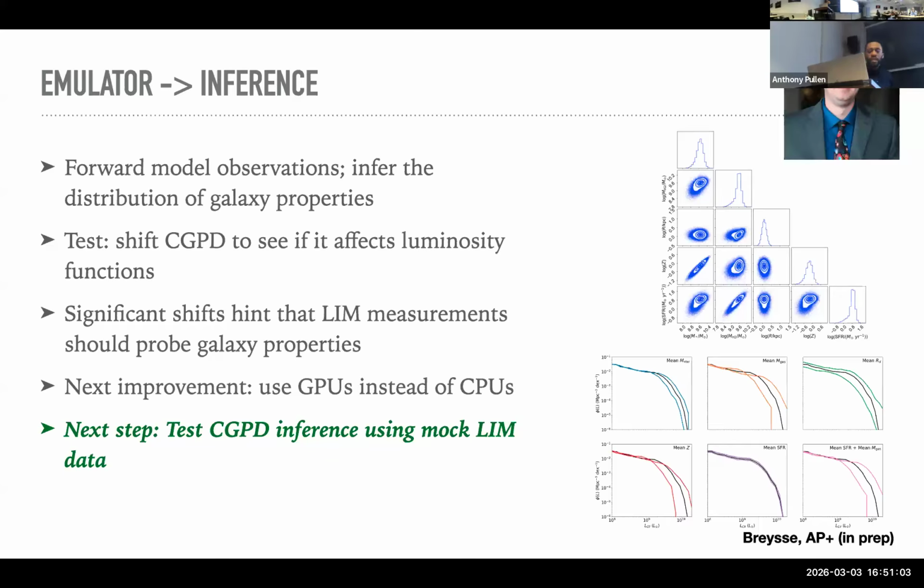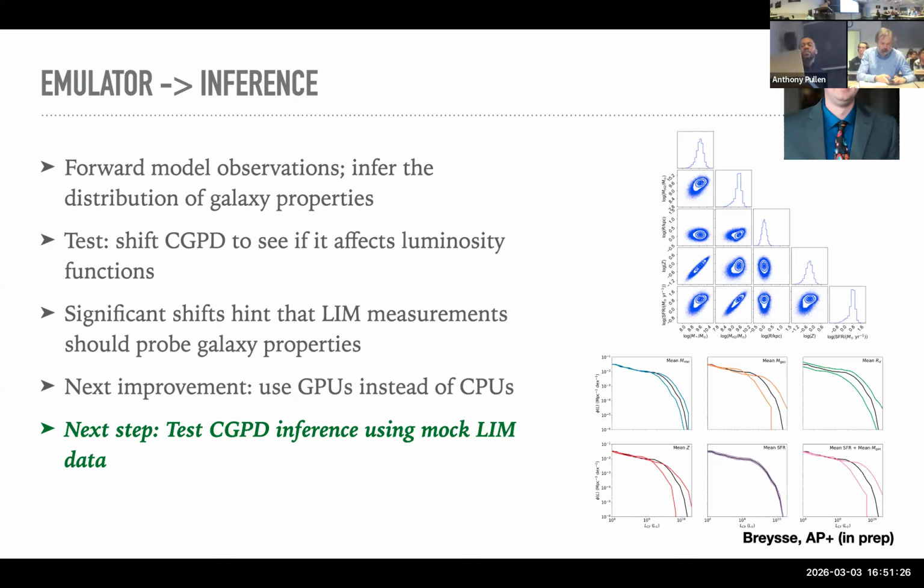So, next stage, things that we want to do. First of all, we feel that we can make this emulator even more accurate if we were to train using more halos. But in order to do that, we need to use GPUs instead of CPUs. Right now, Patrick has a student who is working on setting this up to train on GPUs.